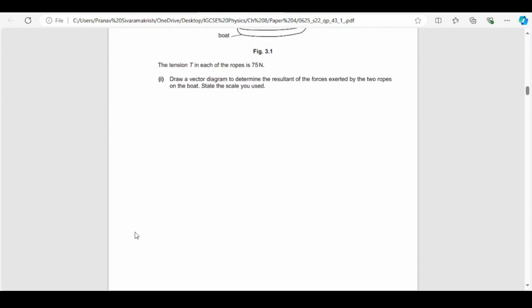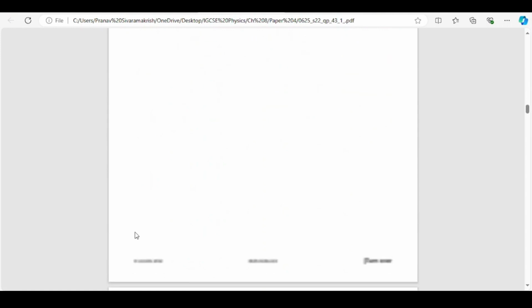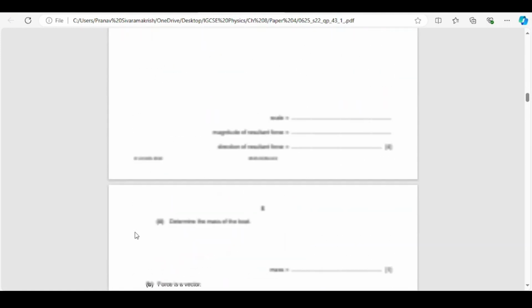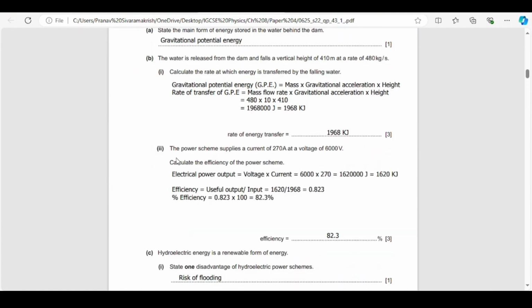Let me see if there's any other questions on work done or power or energy transferred. Not really, no. But that's an interesting question. Something just to be wary of, and again it reinforces the point that in paper 4, in a single question, you'd be expected to integrate different concepts from different chapters together.